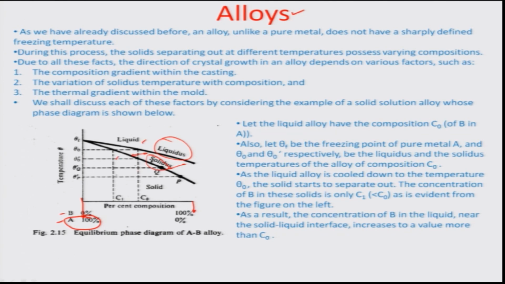I think I have illustrated how this solidus and liquidus needs to be plotted in a lot of cases before, in the portion on engineering materials. During this process the solids separating out at different temperatures possess varying compositions, because there is an additional constraint of the solubility of the solid in the liquid phase as a function of temperature. So the solid phase may not be always 100% soluble, and there may be a certain critical solubility beyond which one of the phases may not go into the solid phase.